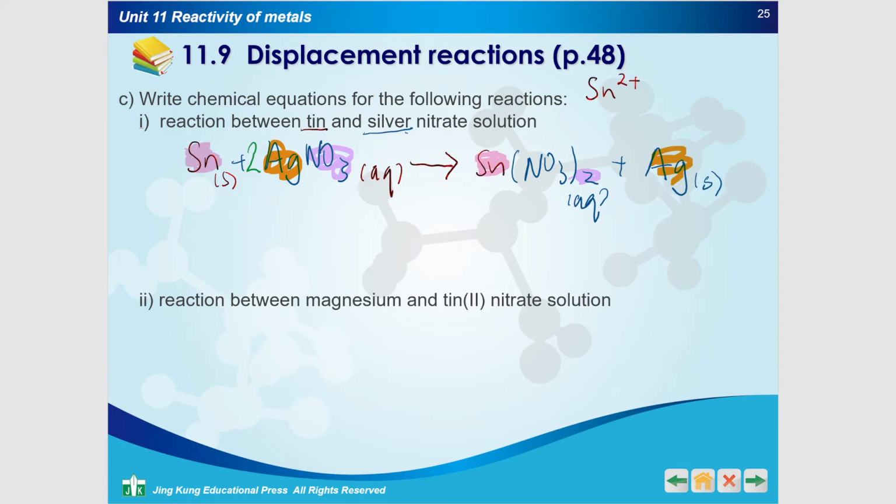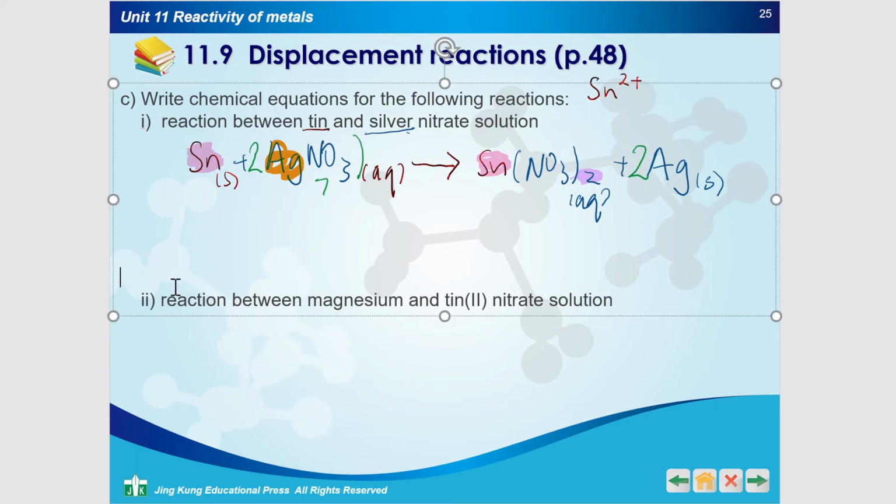Now that you have added 2, remember this 2 is for the whole thing. Just imagine there's an imaginary bracket there. So it would mean that it's 2 times silver, 2 times Ag, and 2 times NO3. That means now you need to balance back the silver solid metal on the right hand side. So we added 2 here. Now it's perfectly balanced. Everything is balanced now. Okay, so that is for C1.